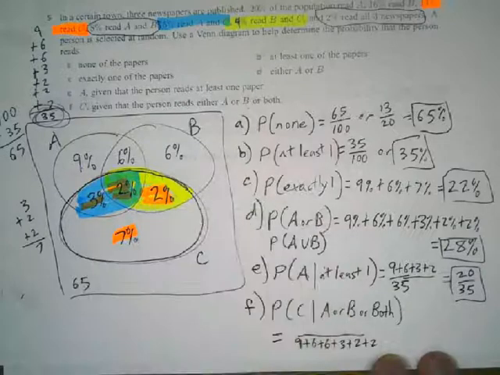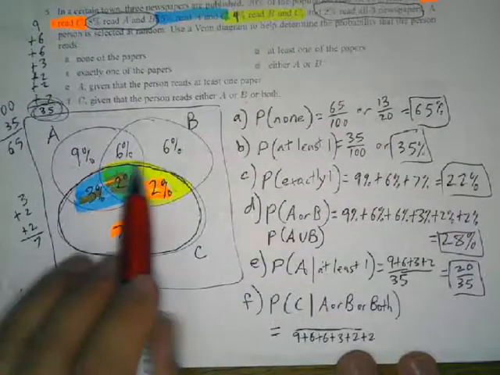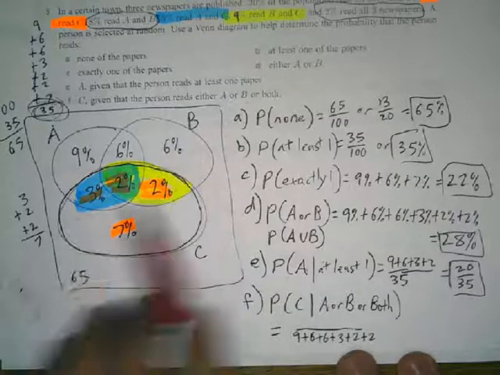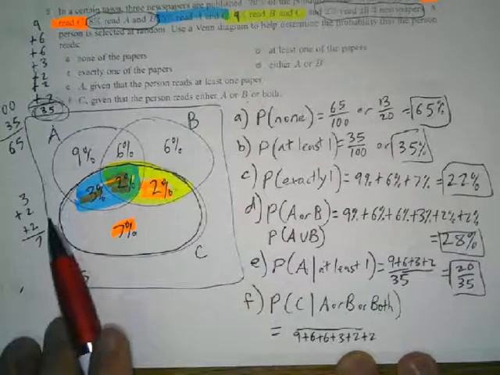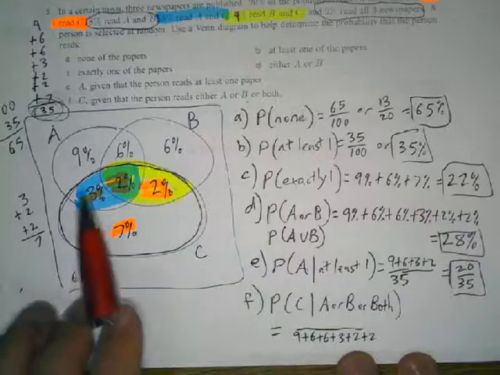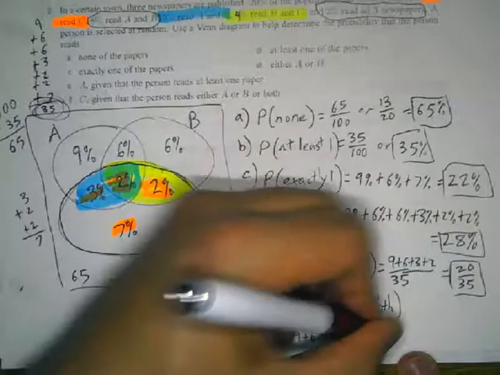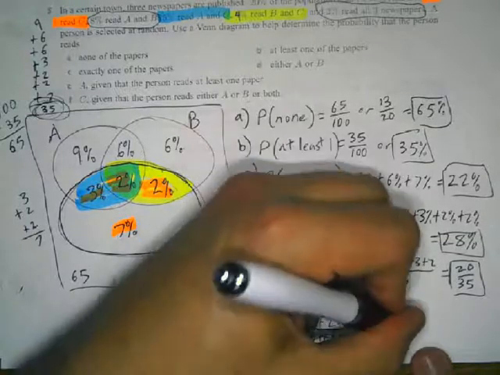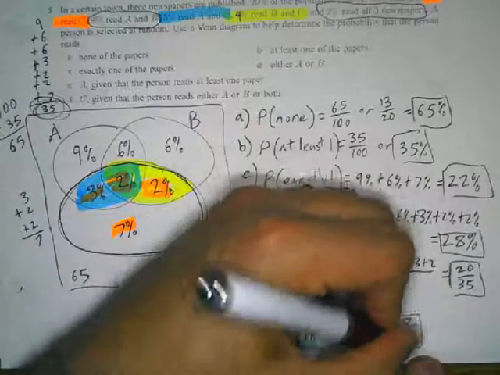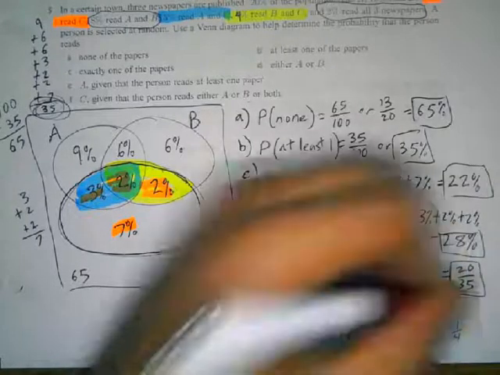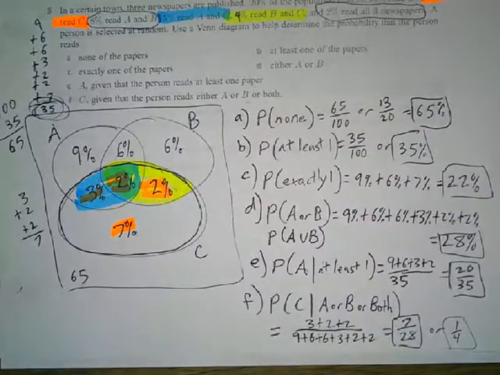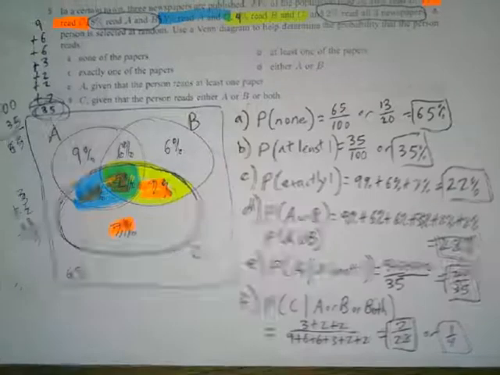So those percentages, 9, 6, 6, 3, 2, 2, that's A or B or both. And being in C is the 3, 2, and 2. And that gives me 7 over 28, or 1/4. As I said, you may want to hit pause and think about this some more. Okay.